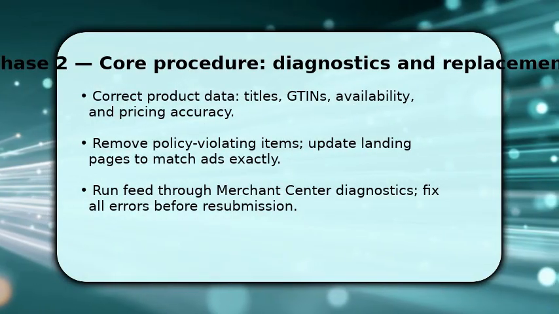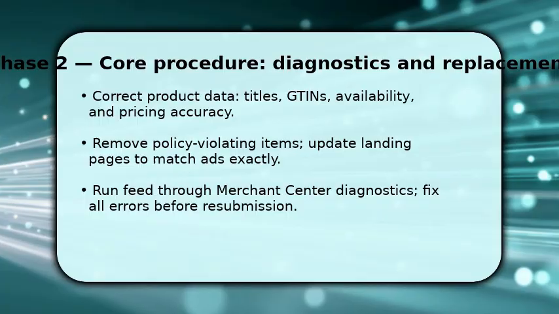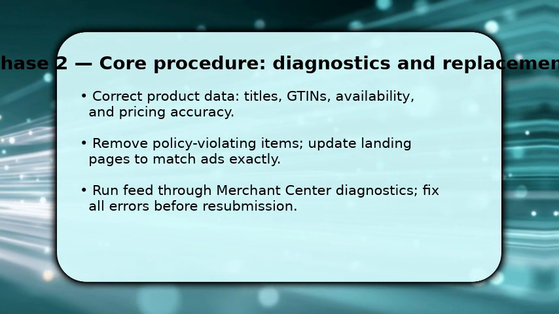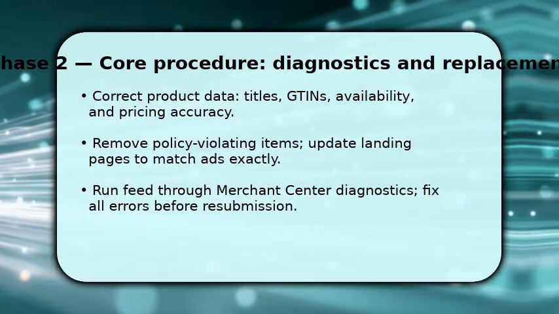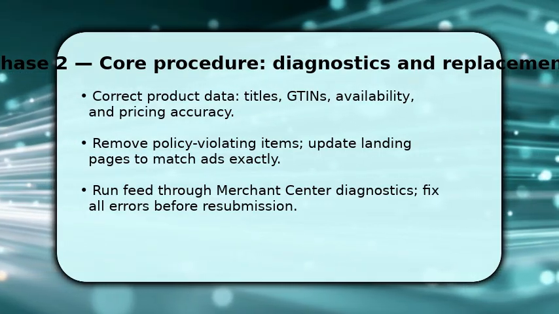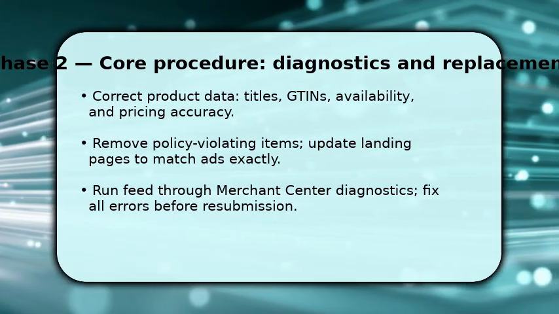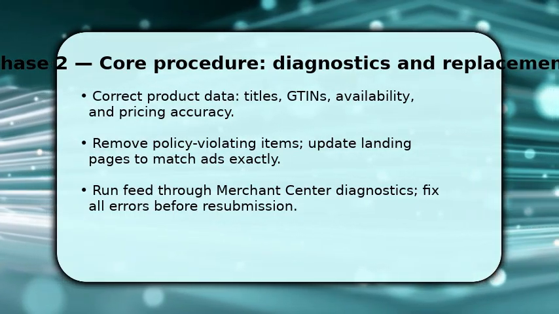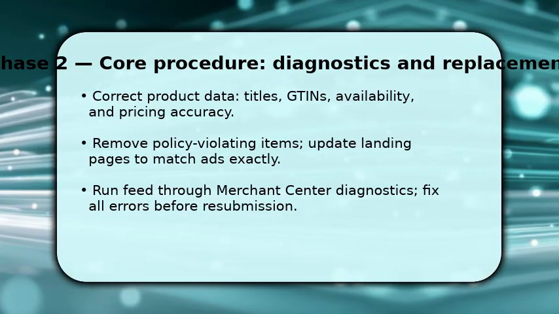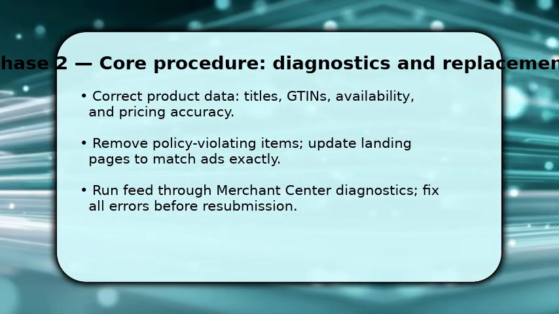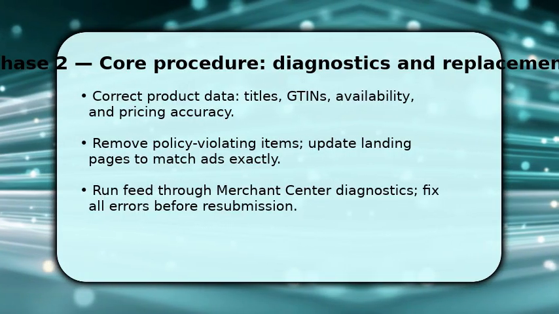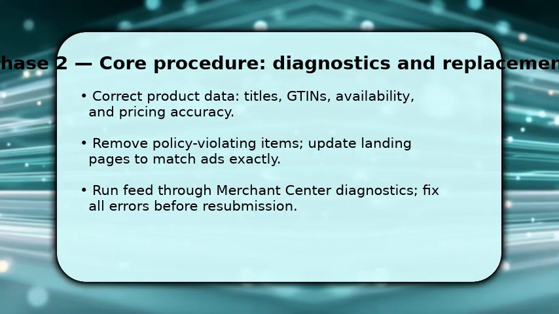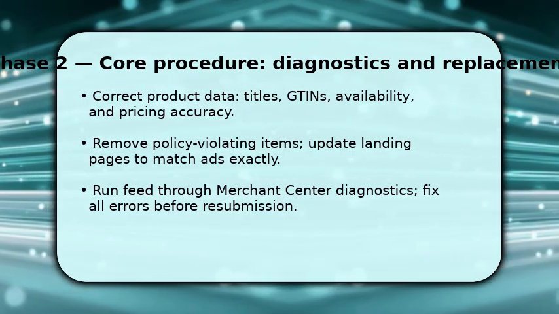Once you have the suspension details, fix the core problems in your feed and on your site. Update product titles, GTIN, pricing, and availability so they match landing pages exactly. Mismatches cause rejections. Remove any items that violate Google's policies, restricted products, misleading claims, or unsupported services, because partial fixes still trigger suspensions. Then use Merchant Center diagnostics to surface remaining errors. Resolving every error reduces back and forth and shortens review time when you ask for reinstatement.